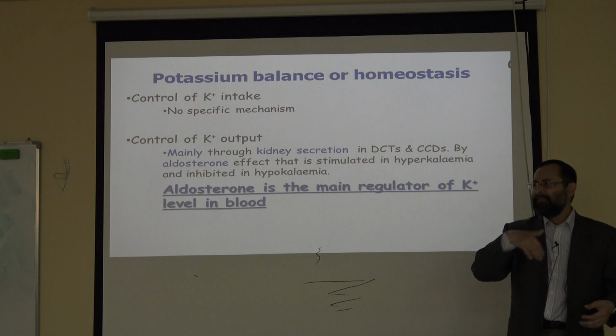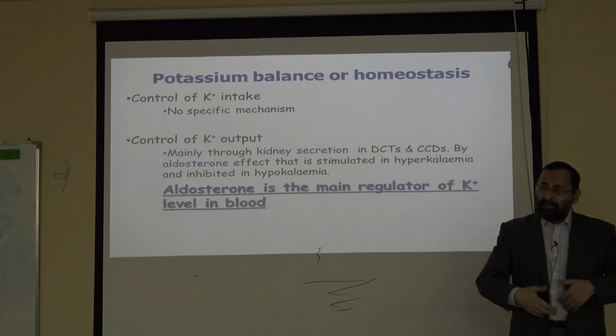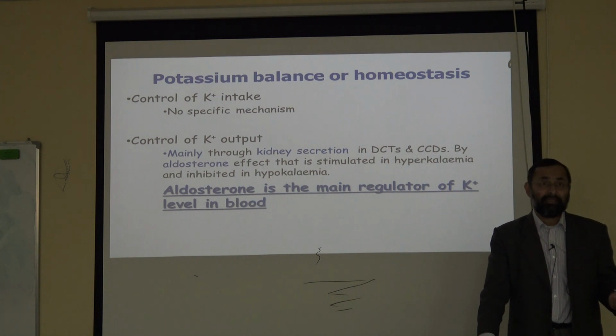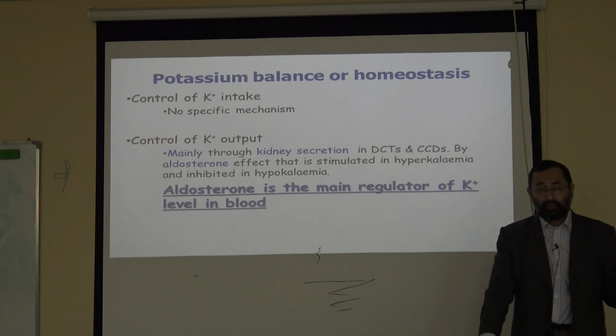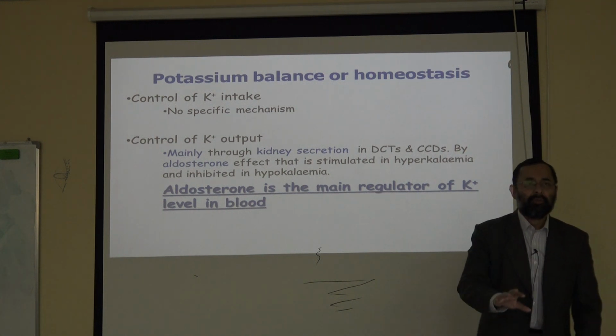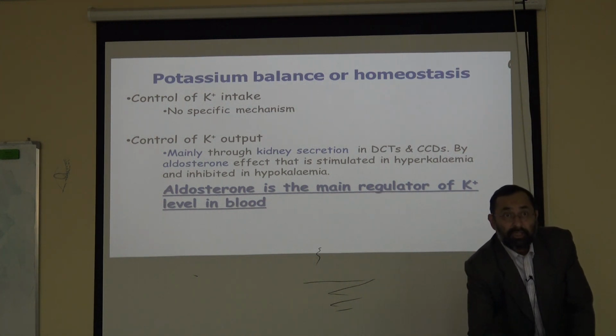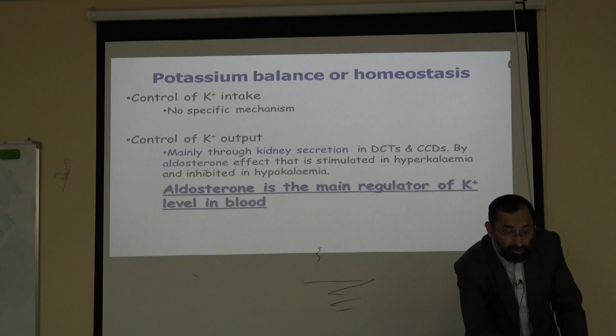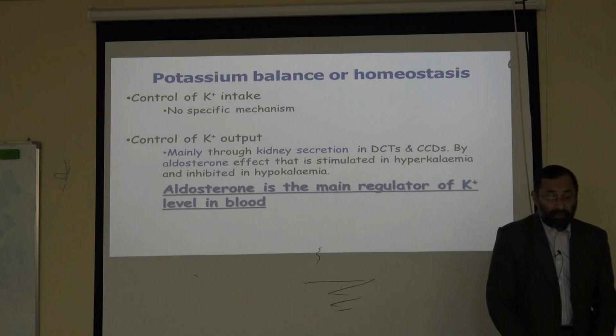Probably it's the eating, and then maybe at the level of the GIT it is controlled to some extent, absorption or something like that. We're not sure about that. If you're not sure, you cannot make a definite comment on that. So anyway, potassium output is the main feature, and potassium output is mainly handled by the kidneys. Okay? It's very, very important for the kidneys to handle it very cautiously, very correctly.